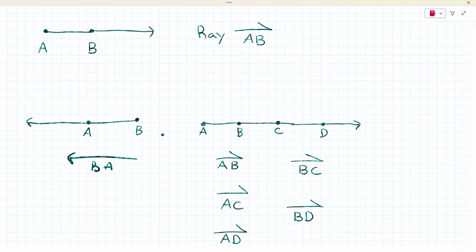So let's say we had this line with points A, B, C, D. Let's come up with some rays. This can be expressed as ray AB. This can also be expressed as ray AC. This can also be expressed as ray AD. This can also be expressed as ray BC. And this can also be expressed as ray BD.